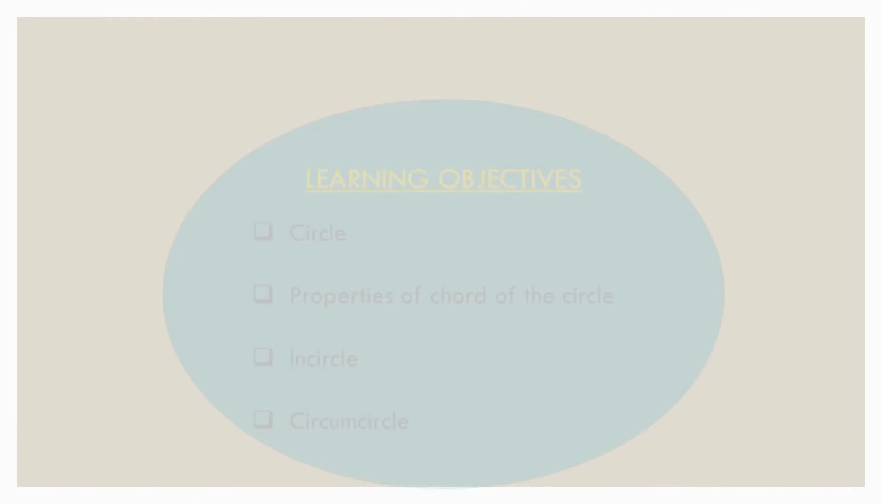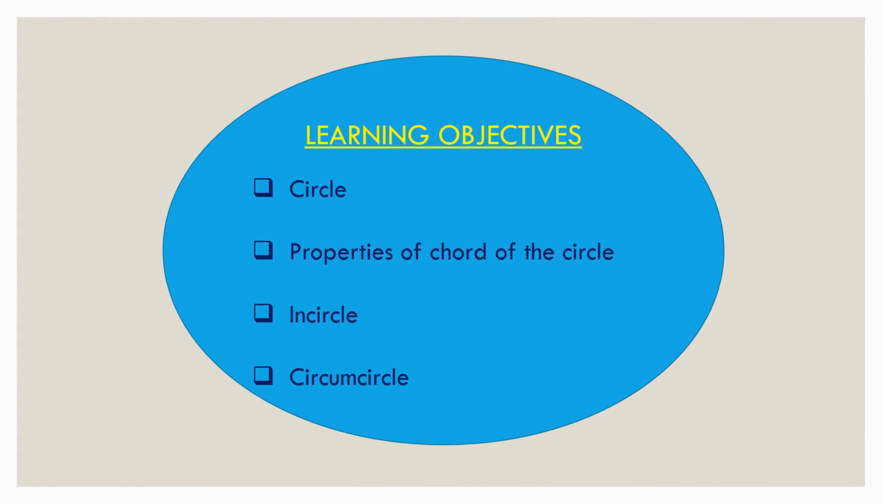Let's begin with learning objectives for this chapter. First one, what is circle? And second one, what are the properties of chord of the circle? And third one, what is incircle and how to construct the incircle of a triangle? And fourth one, what is circumcircle and how to construct the circumcircle of a triangle.